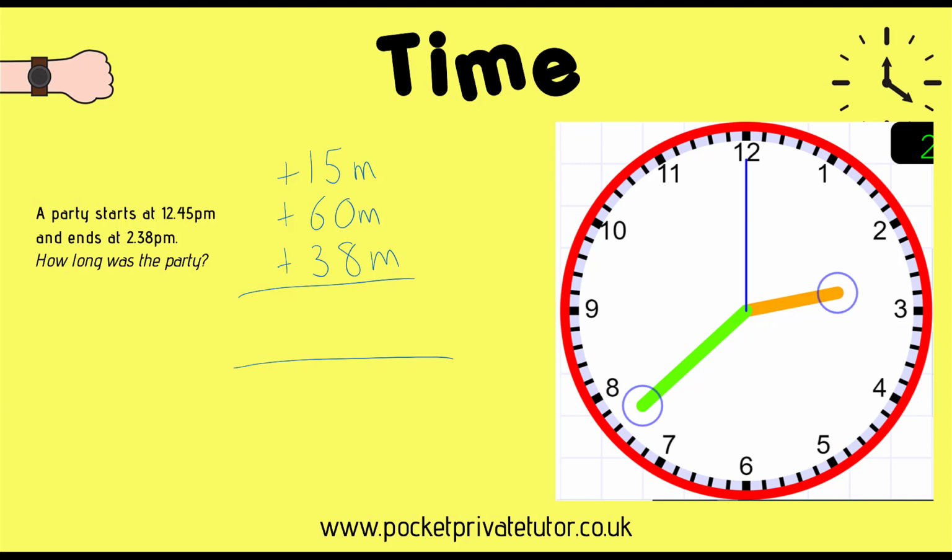So my 5 and 0 and 8 is 13. And my 1 and 6 is 7. Plus my 3 is 10, plus my 1 is 11. So altogether, those 3 smaller chunks of time added up to a total of 113 minutes, which is how long the party was. Let's have a look at doing that using a number line now.